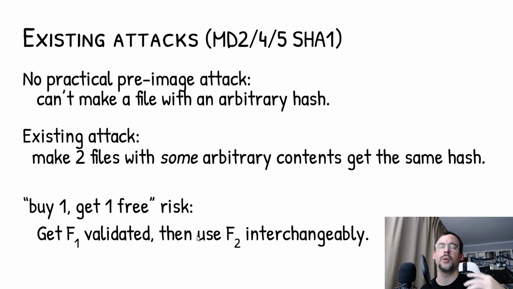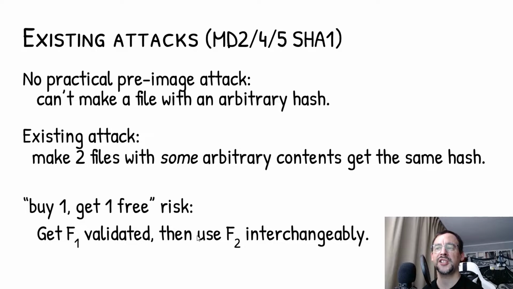For all the existing standard hashes, even MD2 and more recent ones, there is no practical pre-image attack. Basically, you cannot give an arbitrary hash and say, here is the file, give me something that has this same hash. The attack is to make two files with some arbitrary contents. You don't control everything, of course, to get the same hash. It's what I call the buy one, get one free risk.